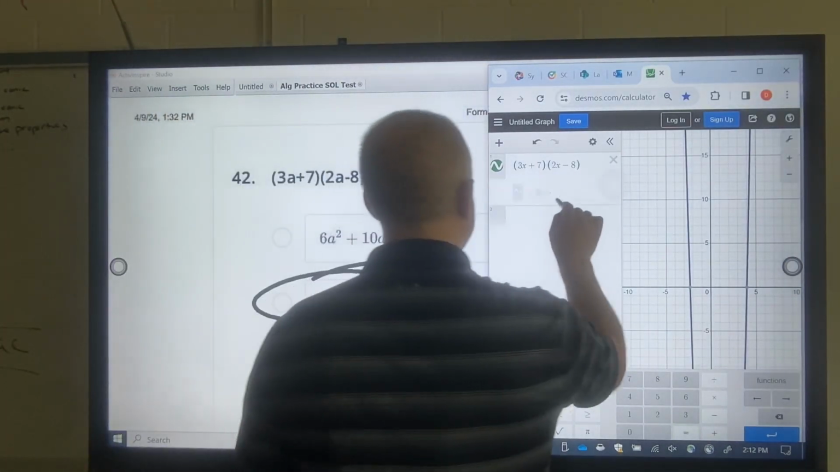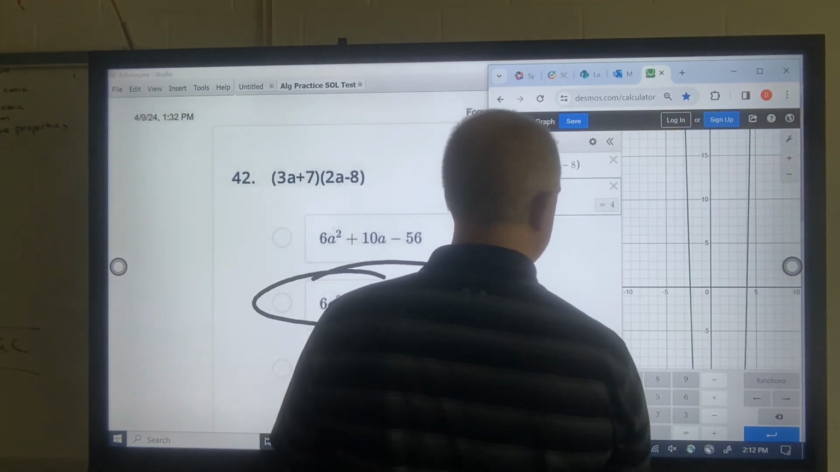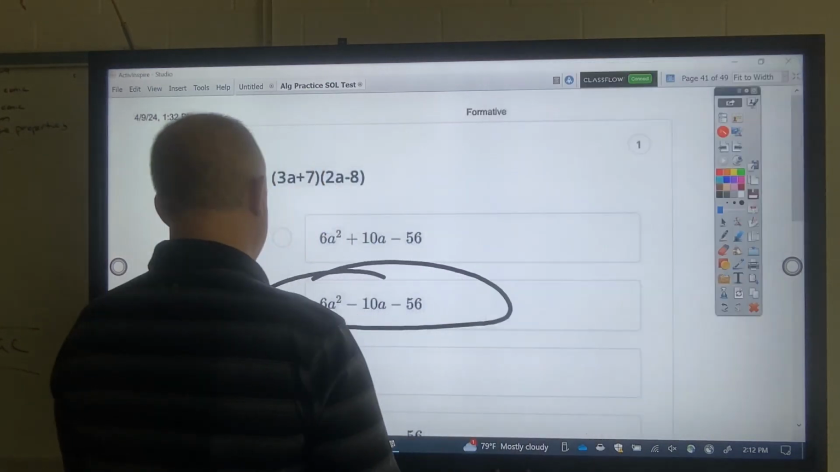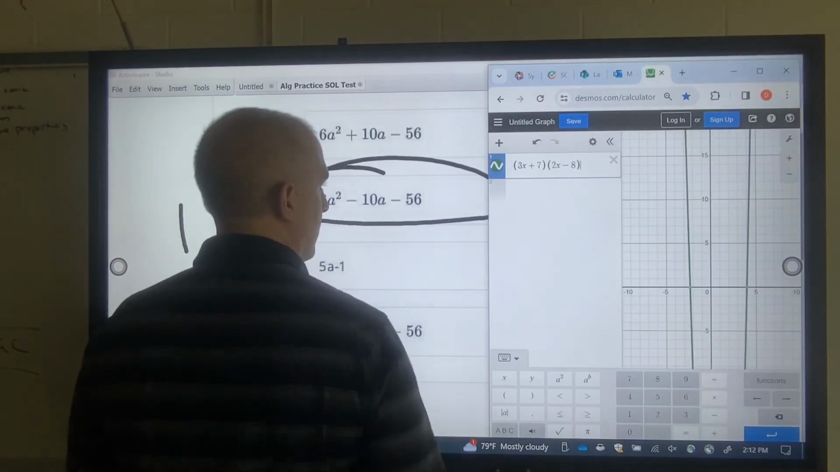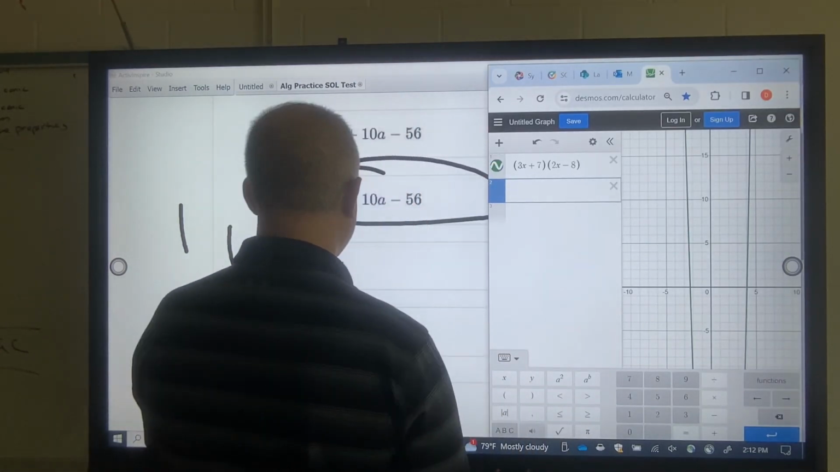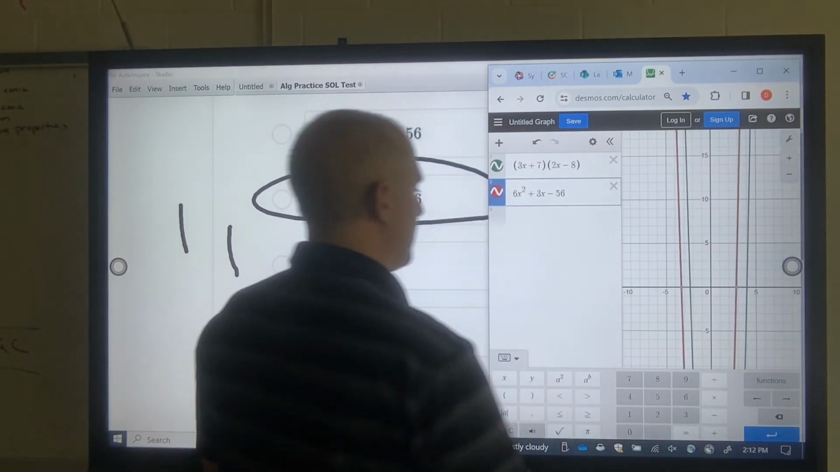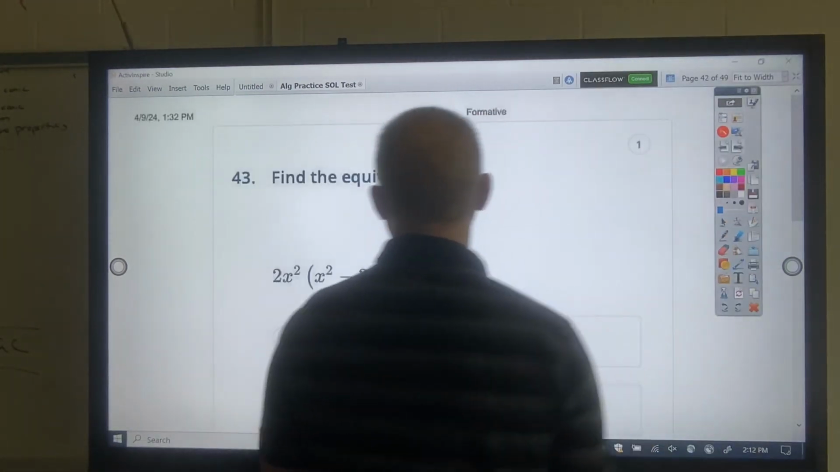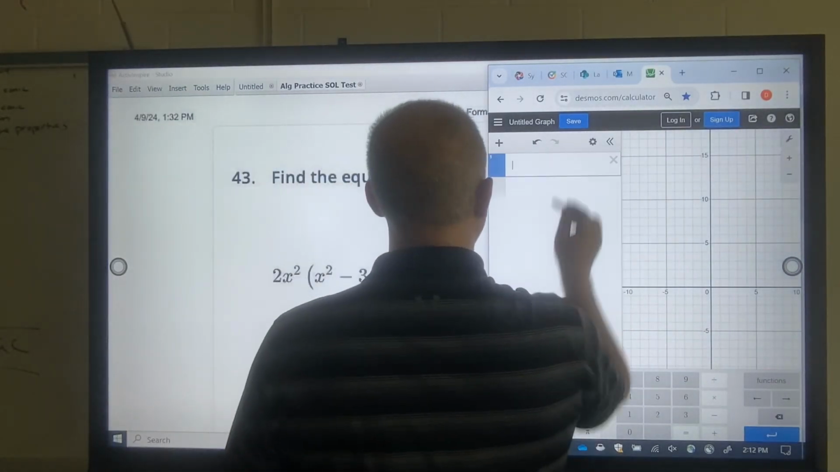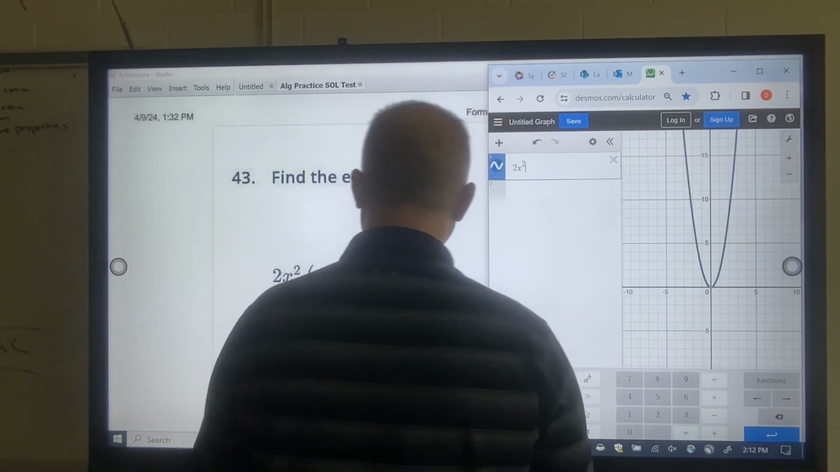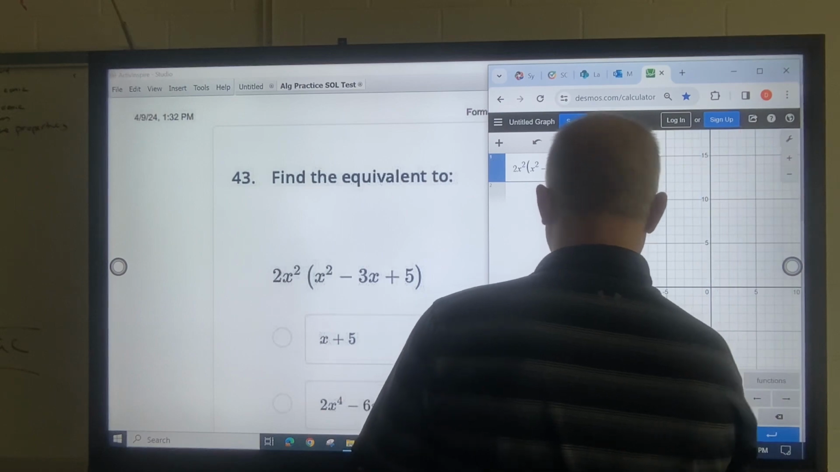This other one, 5a minus 1, or 5x minus 1, clearly not the same thing. And then this one, if I type this one in, 6x squared plus 38x minus 56, you see I get 2 different shapes. Which one's equivalent? Once again, I would type this in. You could distribute it, there's nothing wrong with that, but I would just type this into the calculator.